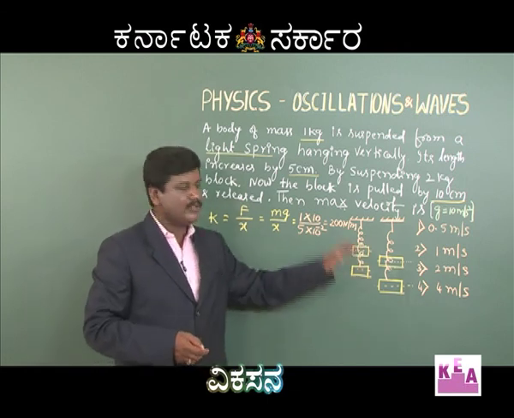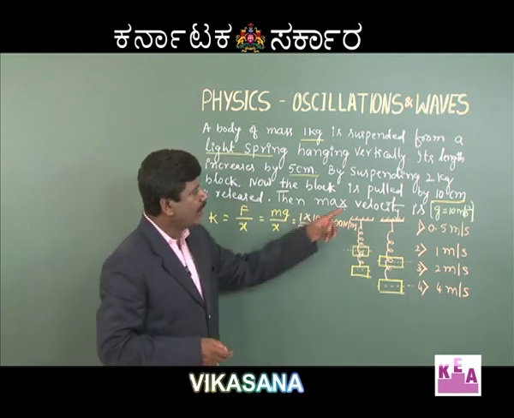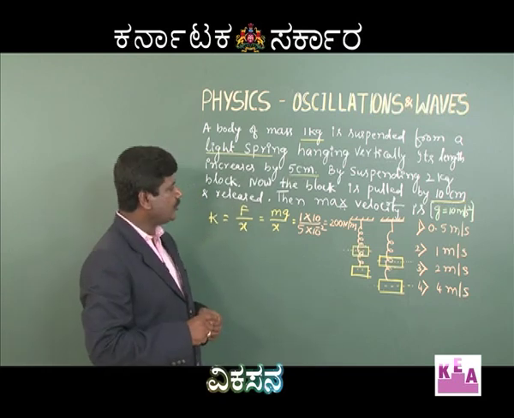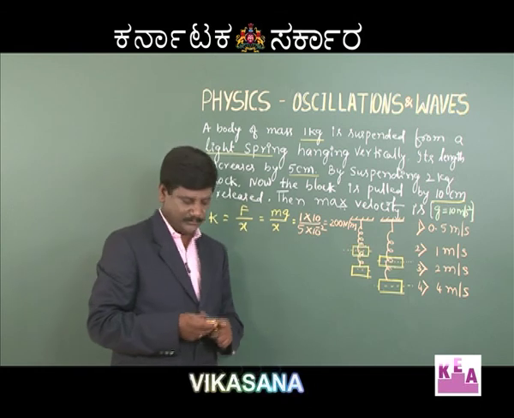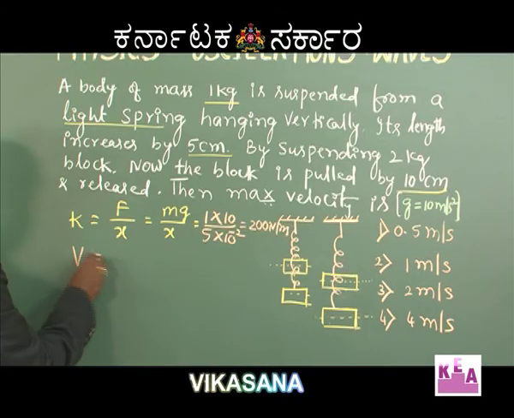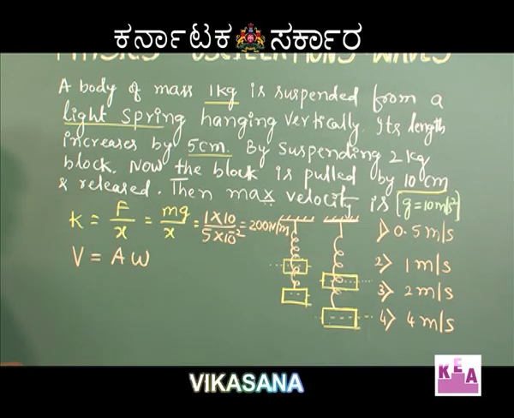So if a particle is executing simple harmonic motion, they have given its amplitude. Amplitude is 10 centimeter. So by using this amplitude we have to calculate the maximum velocity of the block. We know that maximum velocity is given by v is equal to A into omega. We have worked this out in the previous problem. So amplitude is given, that is equal to 10 centimeter. So the next part is we have to calculate the value of omega.